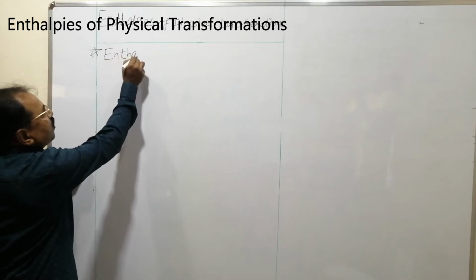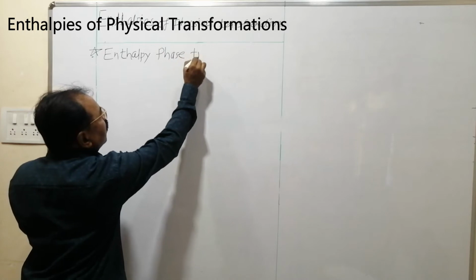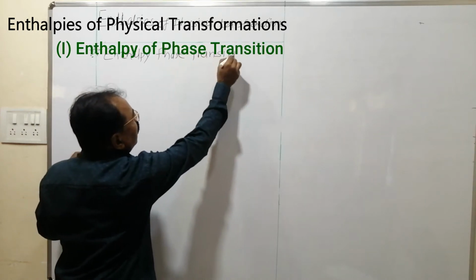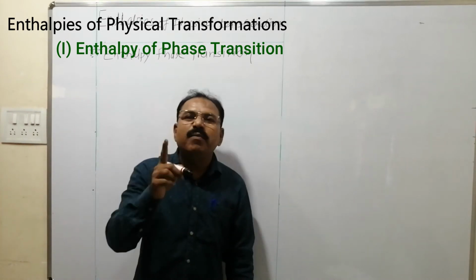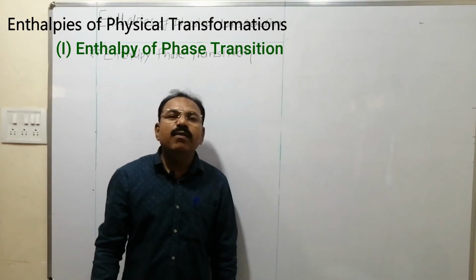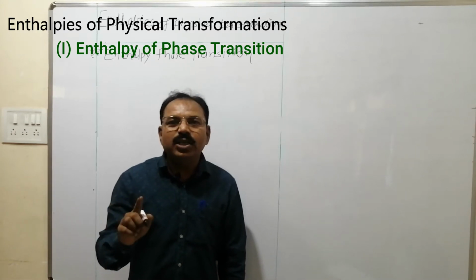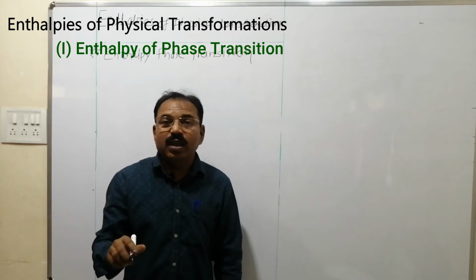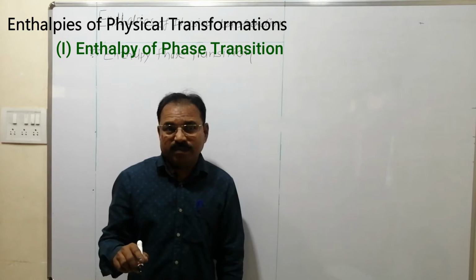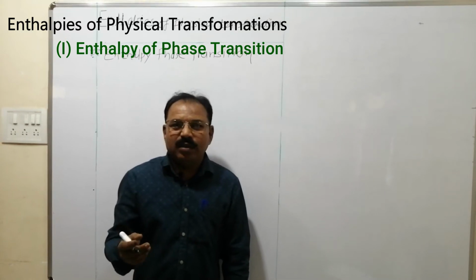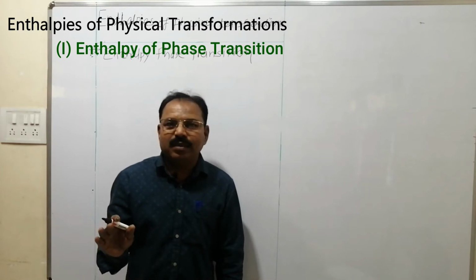Enthalpy of phase transition. In phase transition, one phase of a substance is converted into another at constant temperature and pressure without change in chemical composition. It's very simple. In all these things, temperature and pressure are always constant.